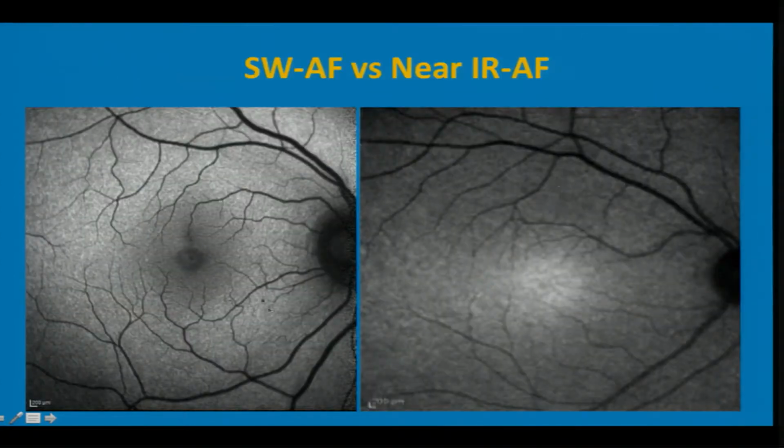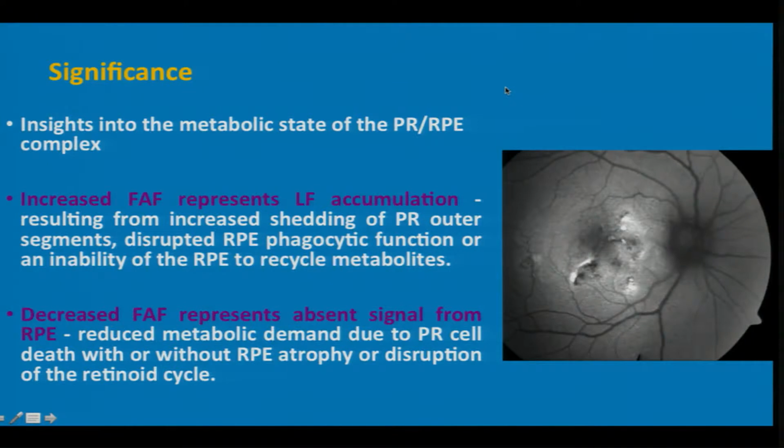Just a word about how to differentiate between these two. In short wave autofluorescence, the center of the macula is dark because the lipofuscin here is minimal and the light is absorbed by the melanin available there, so we get hypoautofluorescence. On the other hand, melanin is maximum in the center, and therefore the center of the macula is hyperautofluorescent on near infrared autofluorescence. The significance is that it provides insights into the metabolic state of the retinal pigment epithelium, while hyperautofluorescence indicates increased lipofuscin accumulation. Decreased autofluorescence represents an absent light signal.